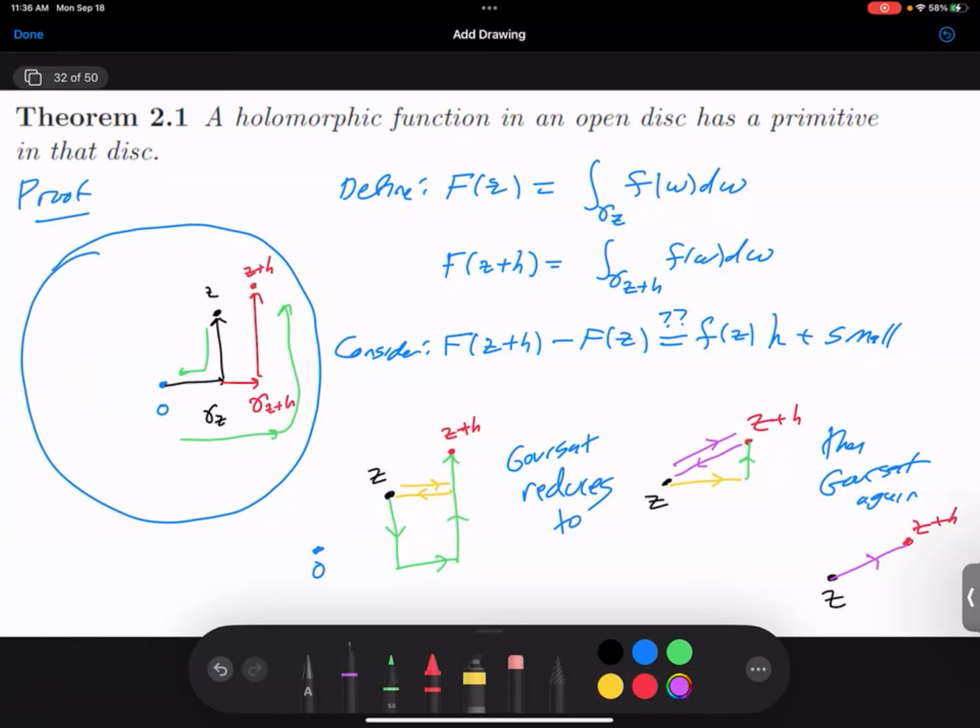Wait, okay, shouldn't it be paradoxical? I'm sorry? Because the primitive of a holomorphic function is differentiable if the primitive can be differentiable, because complex functions are infinitely differentiable. Right, but we haven't proven that yet. We haven't proven that yet. Okay.